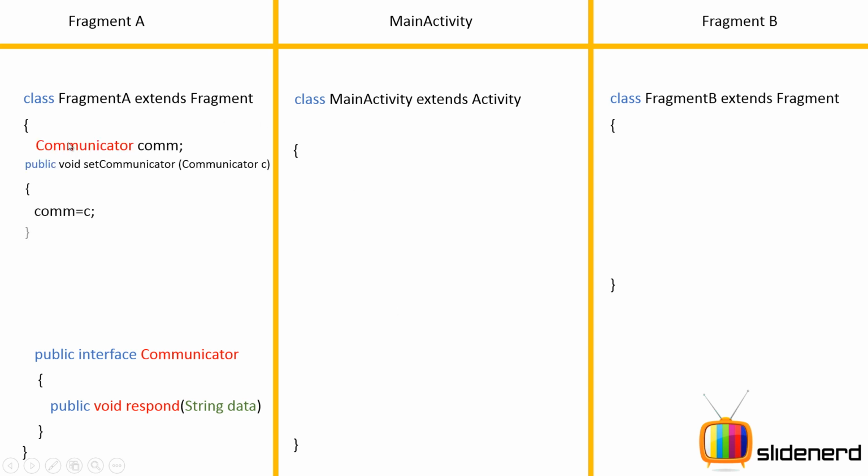So we again create a reference here by saying communicator com. Notice the set communicator method. It takes an argument of type communicator and it simply says com equals to C, which is the simplest Java assignment inside any method, right? You take the object and you simply say com equals to C. Inside the main activity, you now say implements fragment A dot communicator.